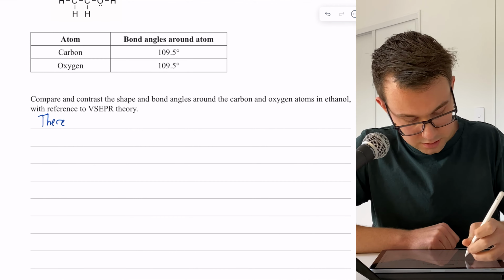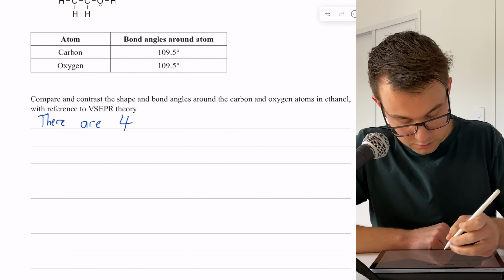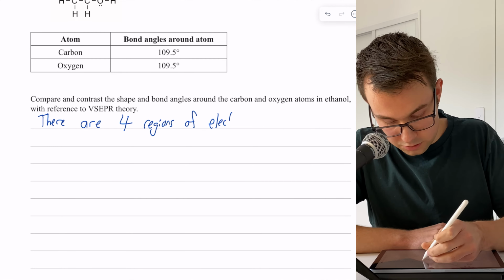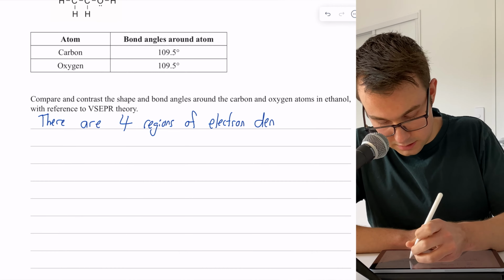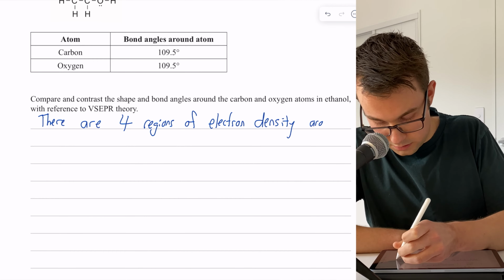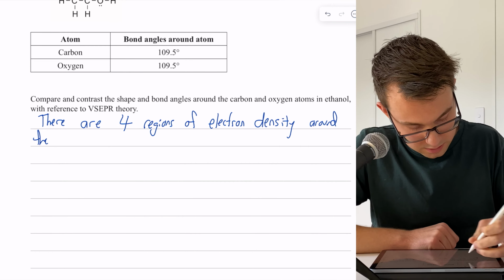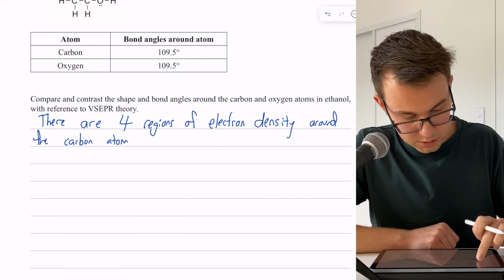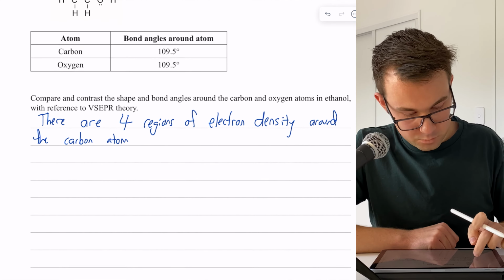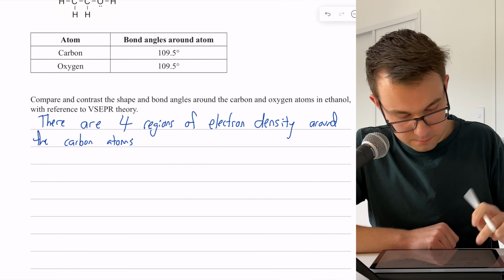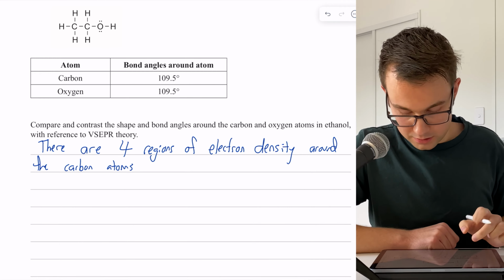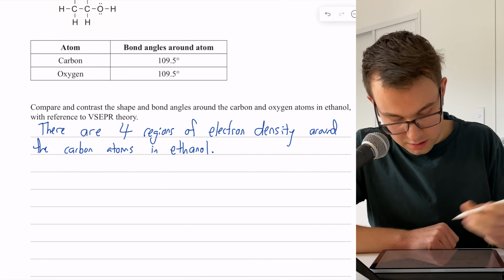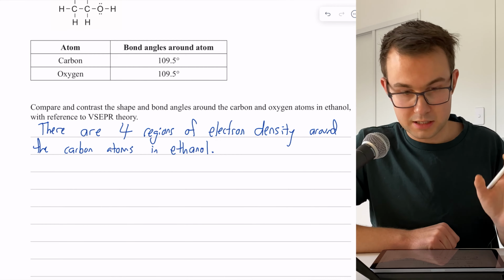There are 4 regions of electron density around the carbon atom. Well, there's 2 of them, isn't there? We could do one at a time, but we'll just do carbon. They both have 4 regions of electron density. So we'll say around the carbon atoms in ethanol. Incredible. First sentence. It's going to be the same for anything you do.